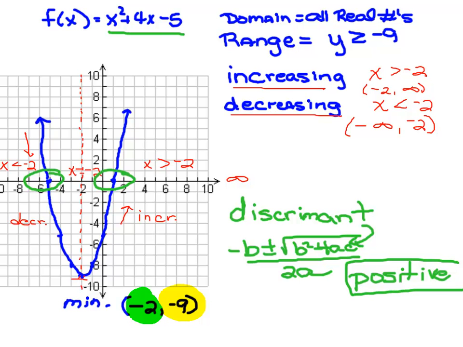And you can tell just by looking at a graph that if it's positive, you get 2 answers. If this discriminant's negative, you get no answer. And if that discriminant is 0, you get 1 answer. And for more information on the discriminant, look at the podcast that just looks at that.